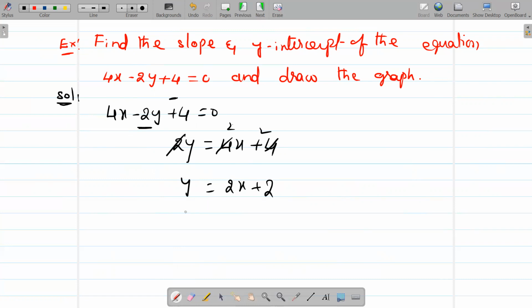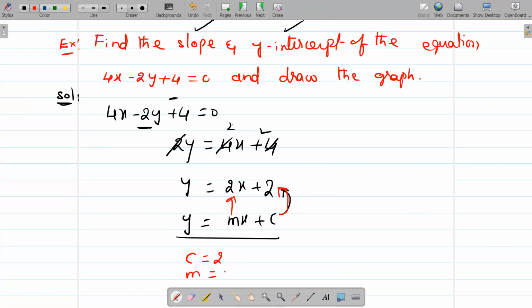If you compare this with the standard straight line equation y equal to mx plus c, directly you will get the values of the slope and y-intercept. In place of c, we have 2, so we can directly write c is equal to 2. And in place of m, we have plus 2. So the slope is positive, and c is also positive. That is how we can calculate the c and m values directly. Is it clear, everyone?